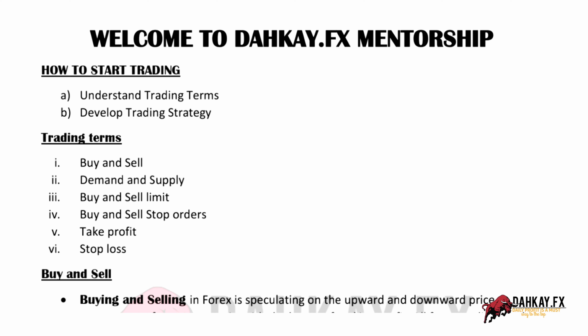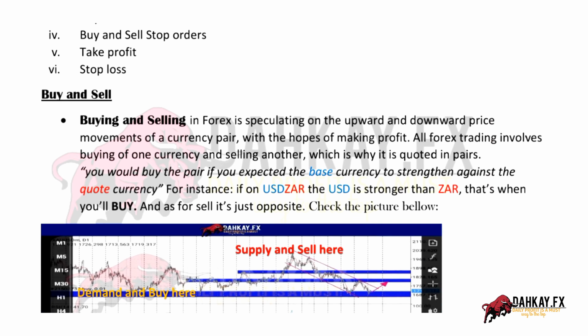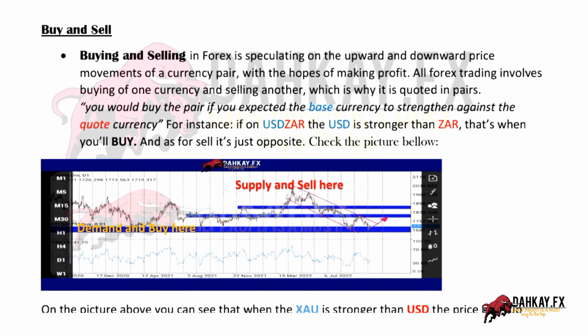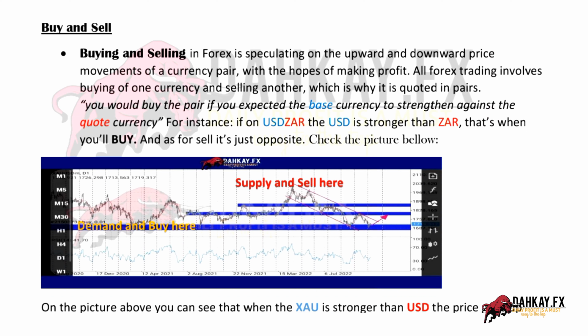So under trading terms we have buy and sell, demand and supply, buy and sell limit, buy and sell stop orders, and take profit and stop losses. We will get into details, and you'll understand every single term here. So firstly, let's start with buying and selling. What is buying and selling?